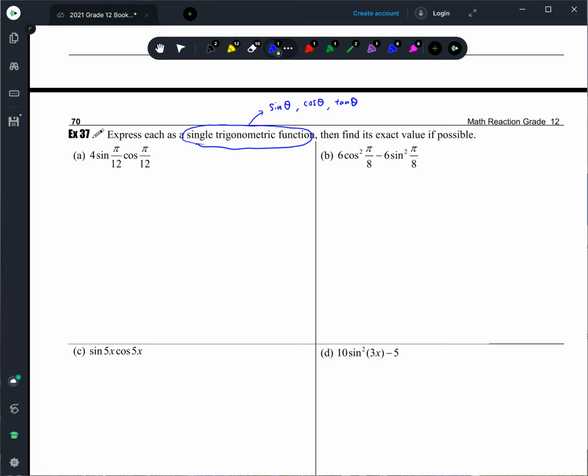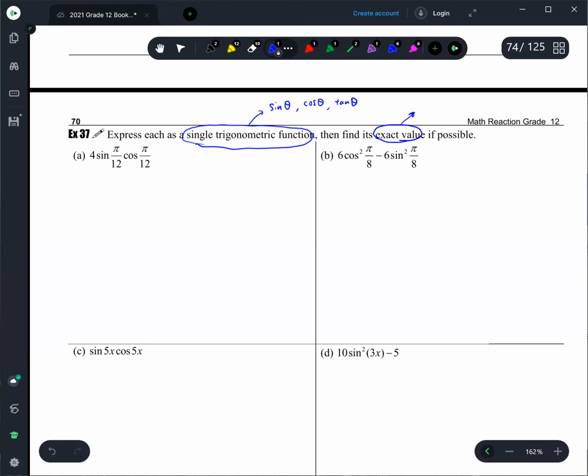After that, find the exact value. Exact value means the side ratios, like root 3/2, -1/2, that kind of thing. Side ratios.